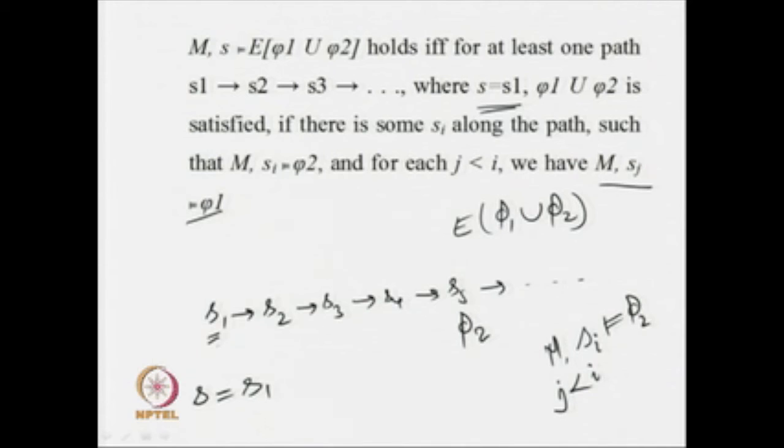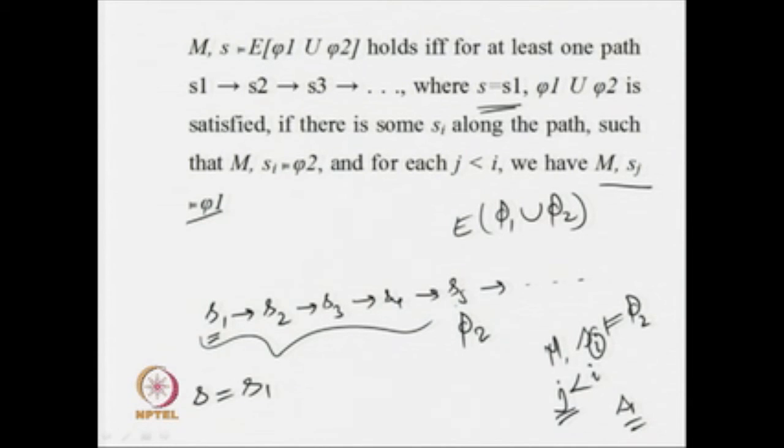So phi 1 must be true in all those states. Now, what is this j? Just say that j ranges over all preceding states on this path. We are not excluding S1 from here. We are not saying that all j apart from S1 are true. So in this particular case, what will happen? Oh, sorry, it is not over here, but we are going to talk about this particular i.